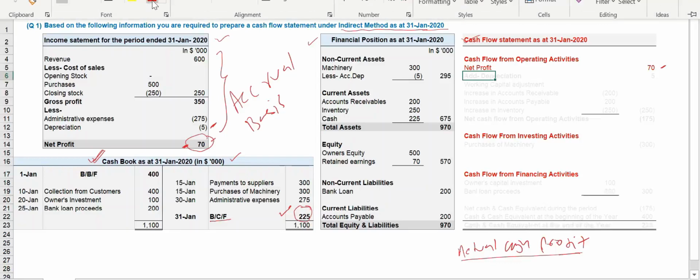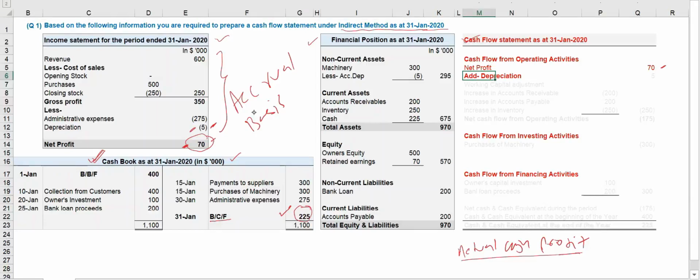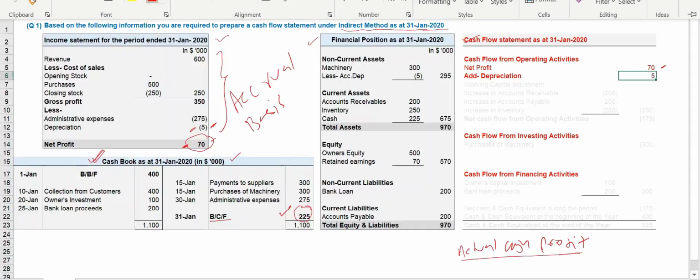So anyway, non-cash items. Therefore, this depreciation has been deducted when arriving at a net profit of $70,000. So this 70,000 is arrived at after deducting this non-cash item. Therefore, to identify the actual cash profit, you should add back. So now we have the net profit of 70,000. We need to add back the depreciation of $5,000 because it's a non-cash item.